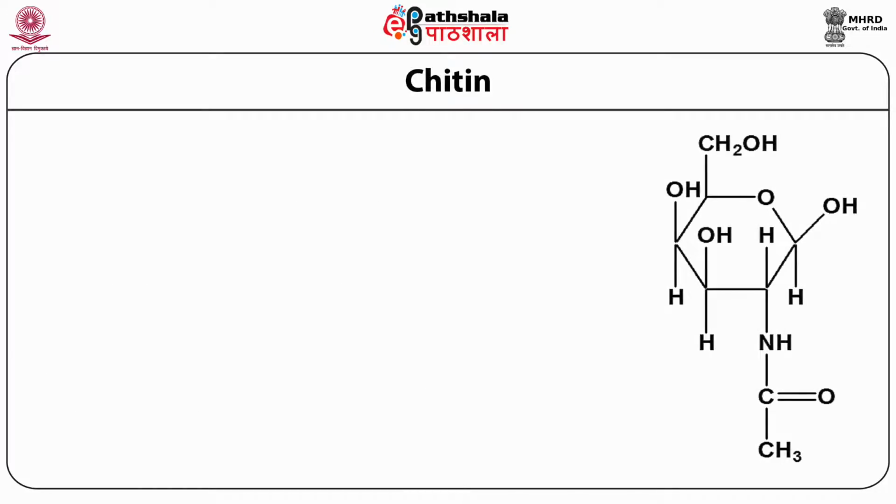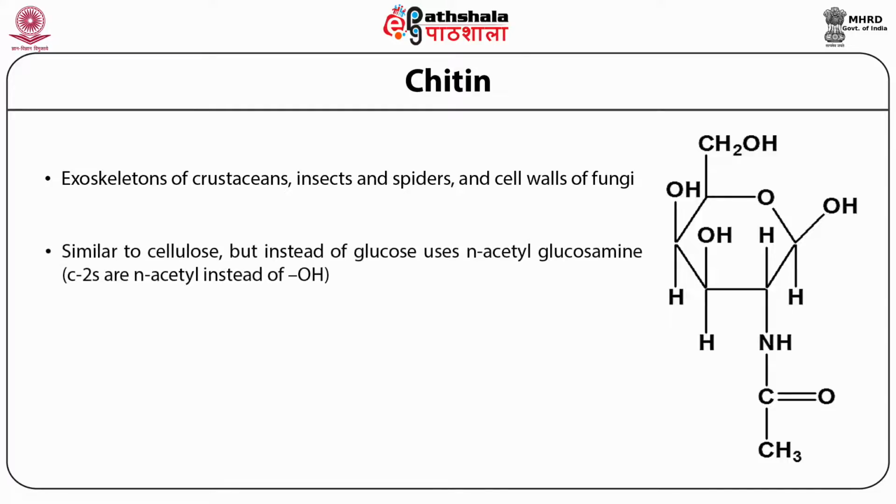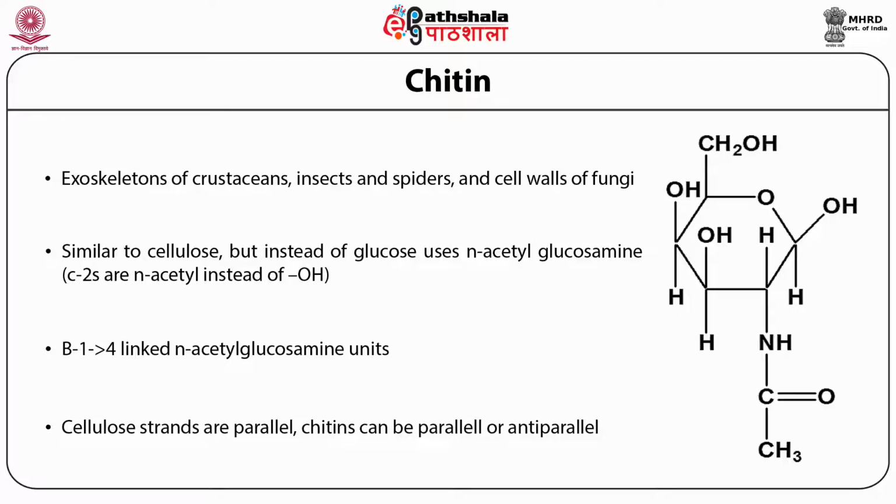Chitin is another class of complex carbohydrate. Exoskeletons of crustaceans, insects and spiders, and cell walls of fungi are all available sources of chitin. It is similar to cellulose, almost the same, but instead of the OH at the C2 position of the glucose unit, N-acetyl glucosamine is present. That is the difference between cellulose and chitin. Chitin consists of beta-1,4 linked N-acetyl glucosamine units. Cellulose strands are parallel, while chitin strands can be parallel or antiparallel. Both ways are possible.